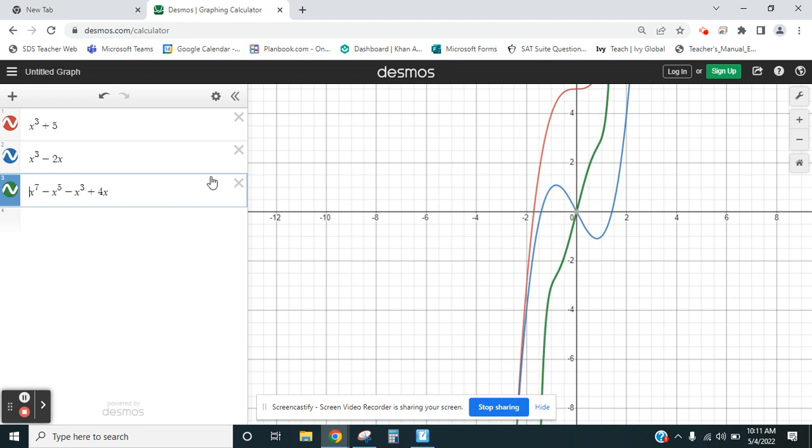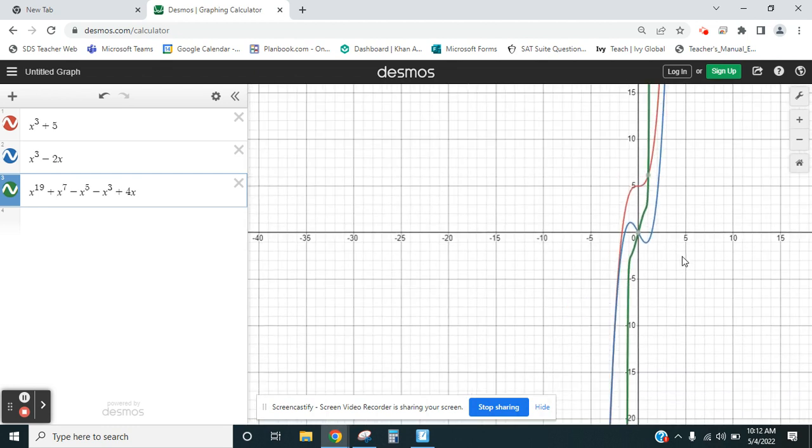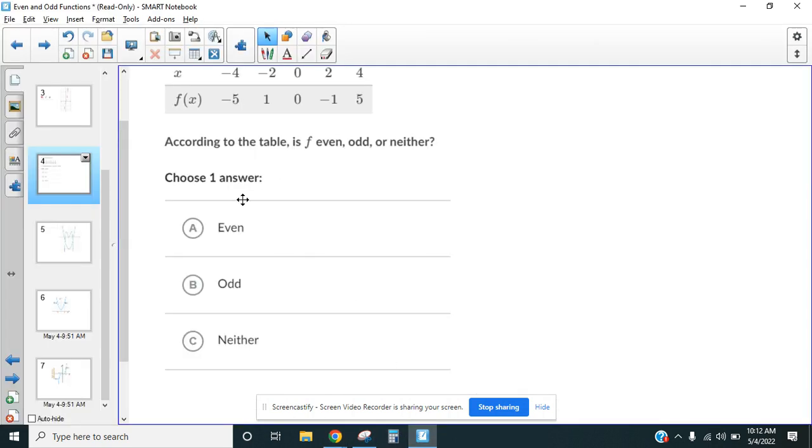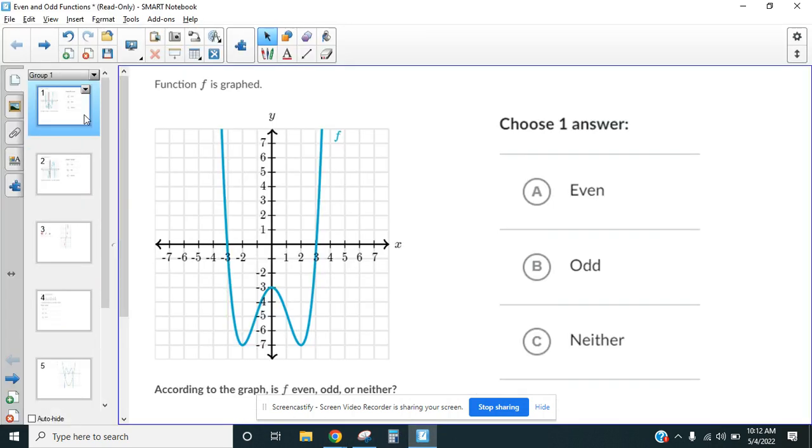We can keep doing this, right? X to the 19th. Very funky, but there it is. Green one, still odd. Very weird looking, but odd function. So if we take a look at this first example from Khan right here. Function f is graphed according to the graph. Is f even, odd, or neither?